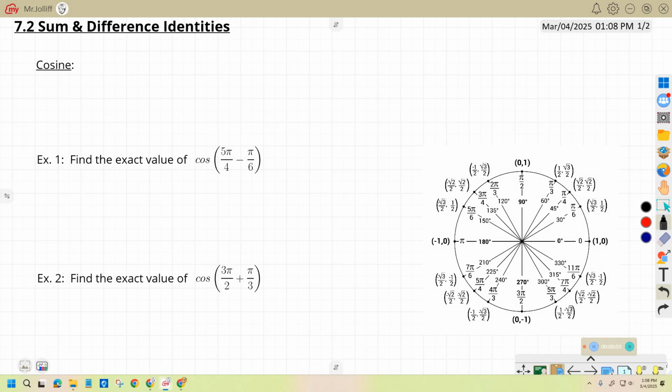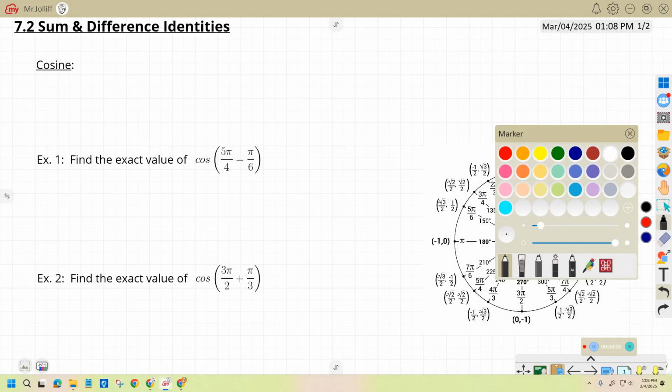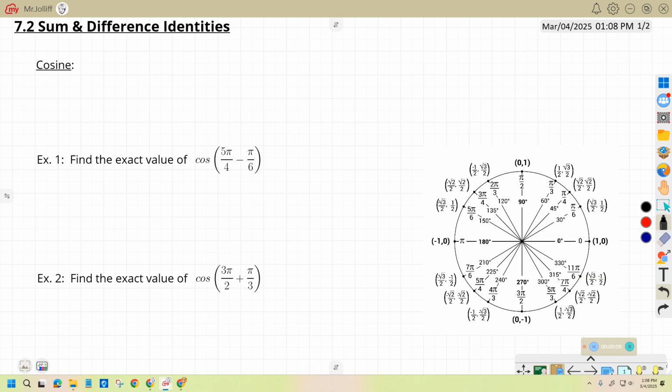Okay, so we're talking about the rules for cosine today. The rules for cosine look a little bit different, but we have two of them just like we do for sine. We have one for the sum, cosine of alpha plus beta, and we have one for the difference, cosine of alpha minus beta.